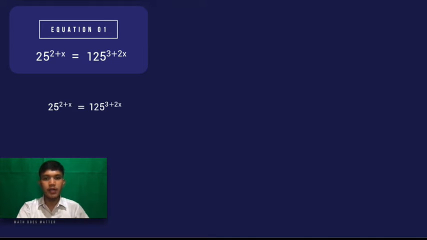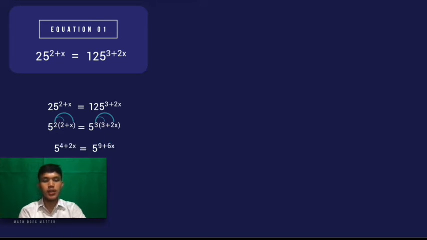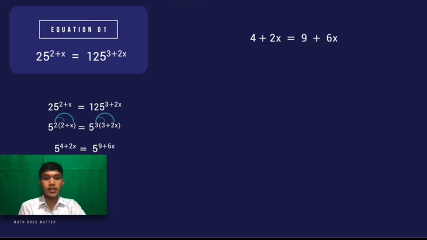The first thing we have to do is to make the bases equal or similar. 25 can also be written as 5 raised to 2, and 125 can also be written as 5 raised to 3. The second step is to expand the exponents. So we will multiply 2 to the parenthesis 2 plus x and 3 to the parenthesis 3 plus 2x. So the equation will now result to 5 raised to 4 plus 2x is equal to 5 raised to 9 plus 6x. Now the equation that you can see here is just a basic equation. We can now solve for x.